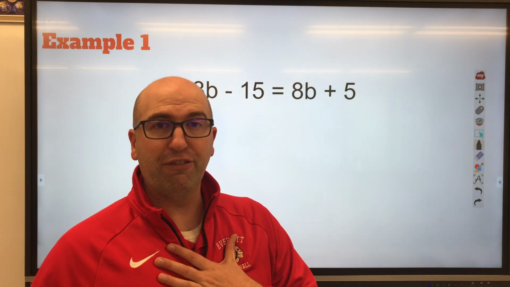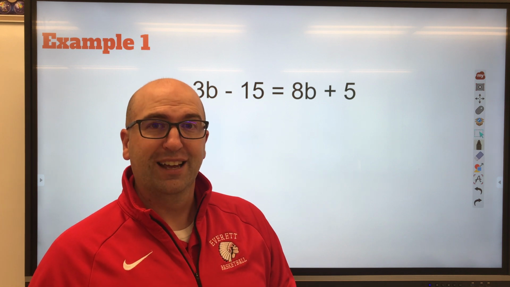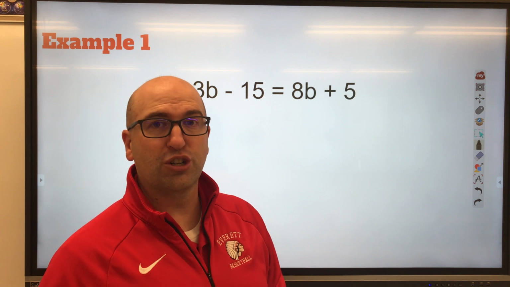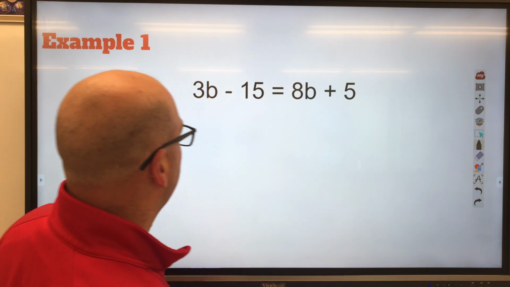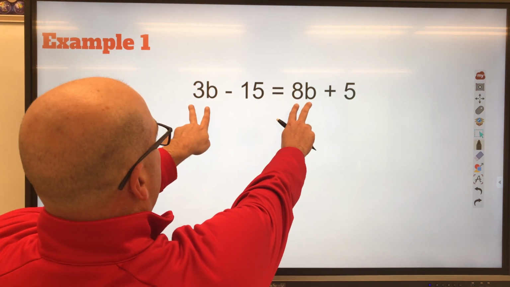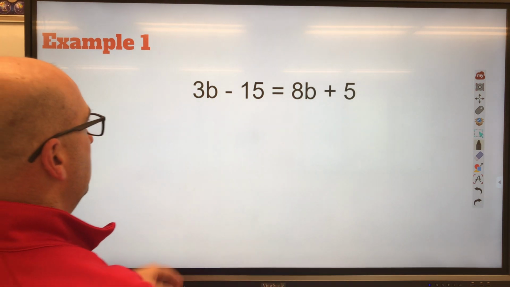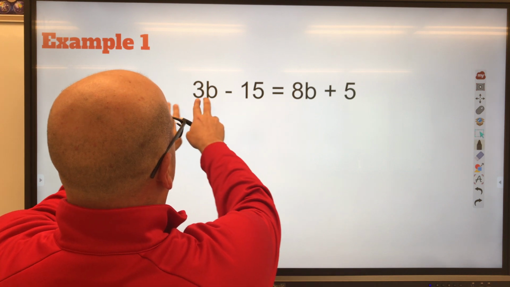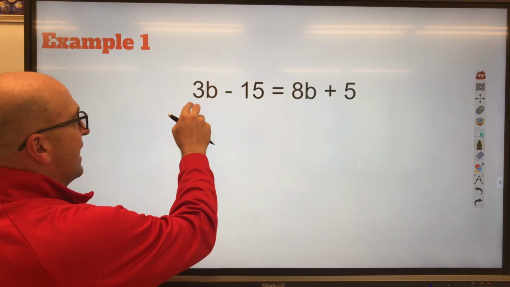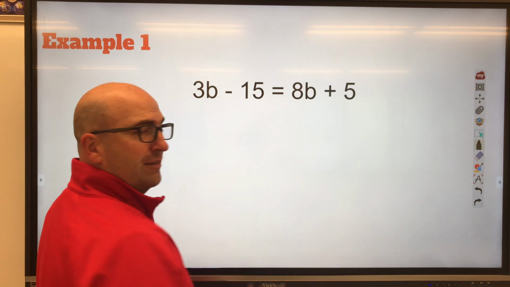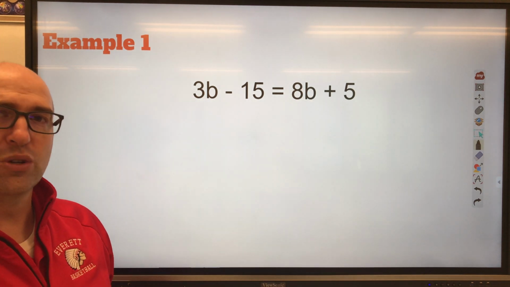My personal preference whenever I'm determining how to get it to one side is I always start with the lower absolute value. So I have 3b and 8b, and I'm going to start with my variables to solve this. I always choose the 3b. What that means is I want to take the 3b away from this side and move it to the other side of the equal sign.